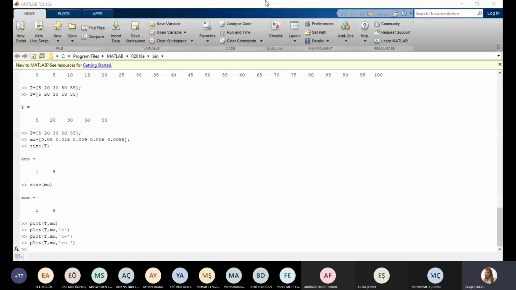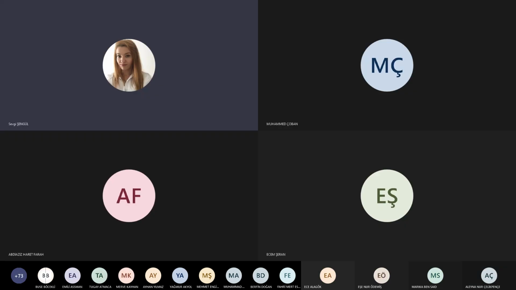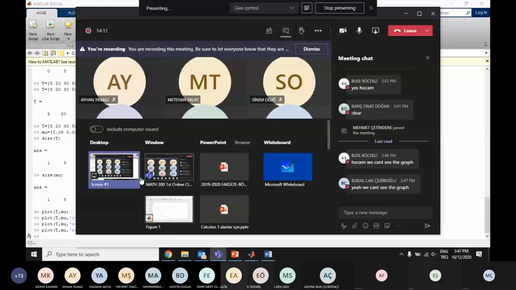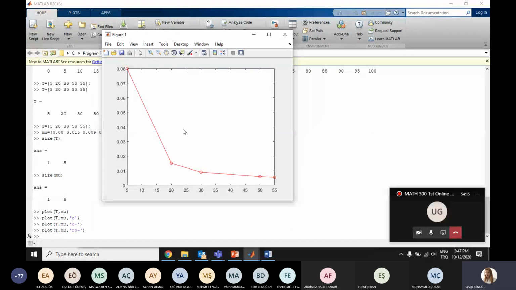Oh, you cannot see the graph? Sorry. Okay, sorry. Now let me... Maybe I can share desktop. Let me share desktop. It will be easier. Now, do you see the plotting figure? Can you see the figure? Yes, teacher. Yes, great. Okay, great.